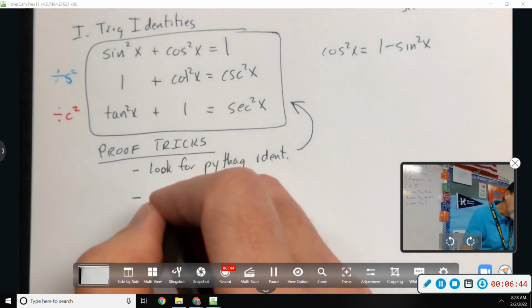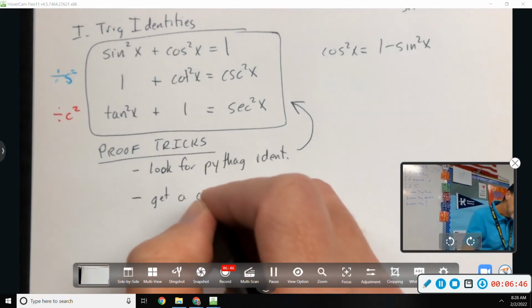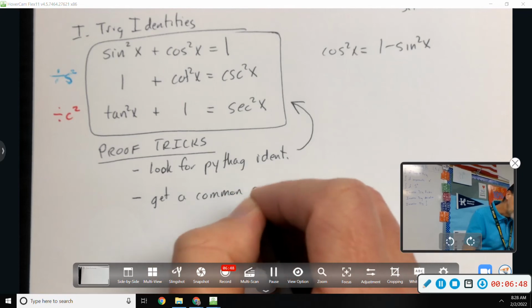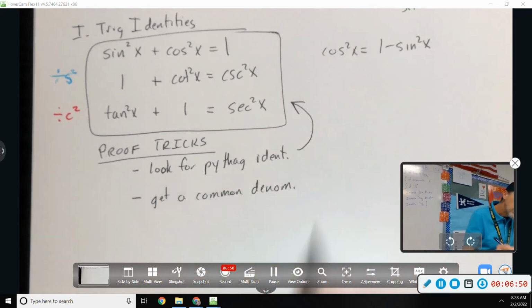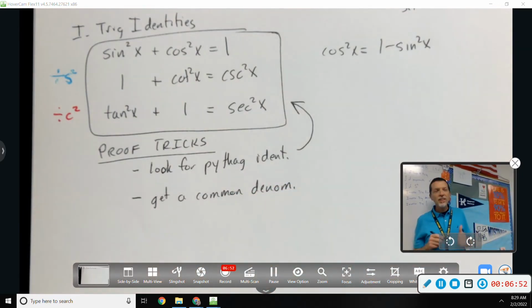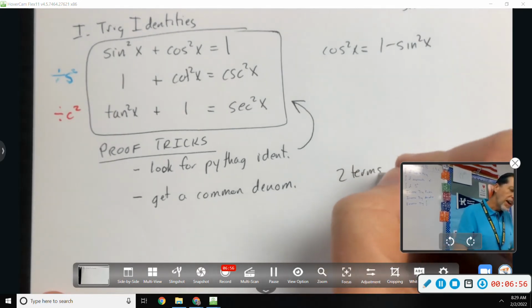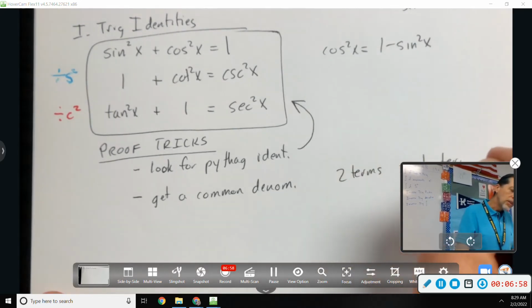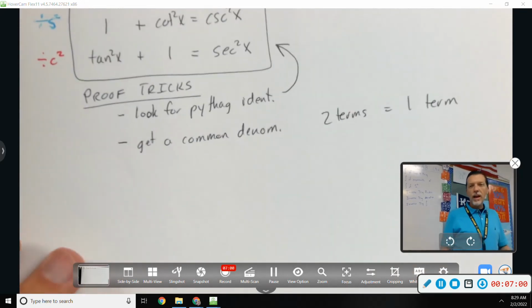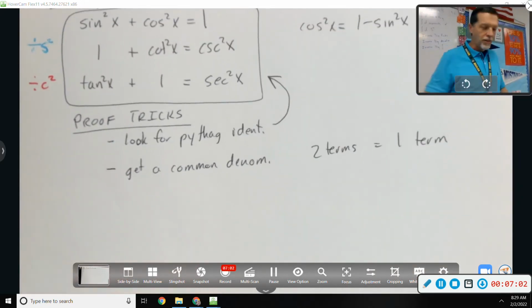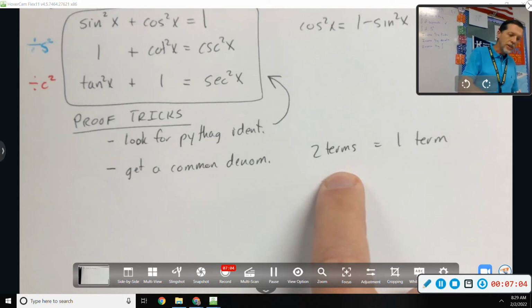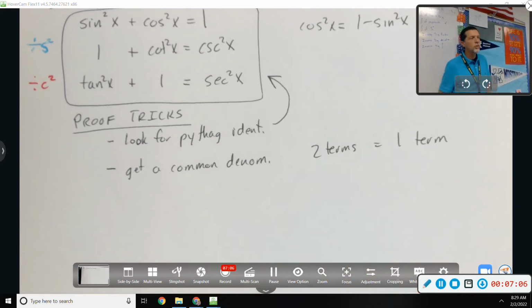You can try to get a common denominator. So that's really more of an algebra step, especially if you've got two terms on the left side and you got one term on the right side. Well, I don't know what trig you're going to have to do, but eventually you're going to have to get a common denominator to get those two terms to turn into one term. So that's something to look for.